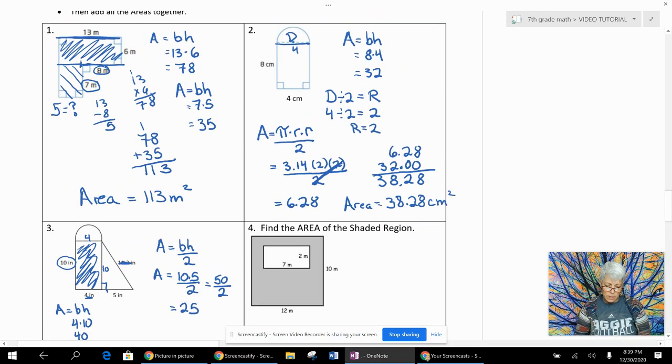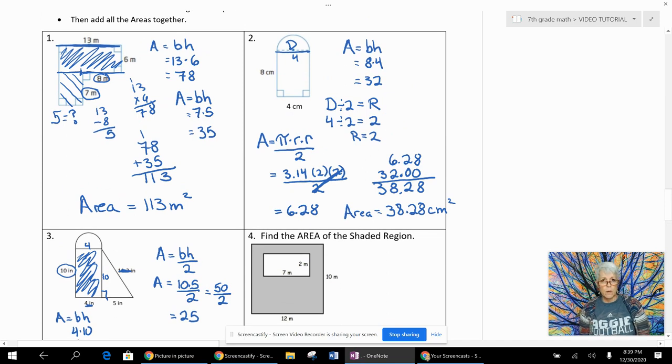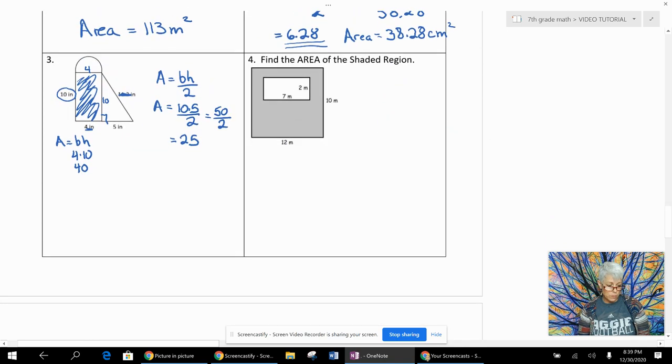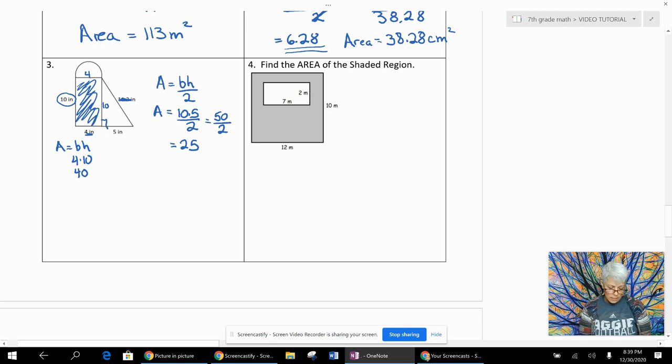And I'm just going to go ahead and tell you it's the same for number 2. So what was the area of that half circle in number 2? 6.28. Let's steal that number. I don't see any reason why we should do it again. So we have 6.28 for the circle. Area equals 40 plus 25 plus 6.28.